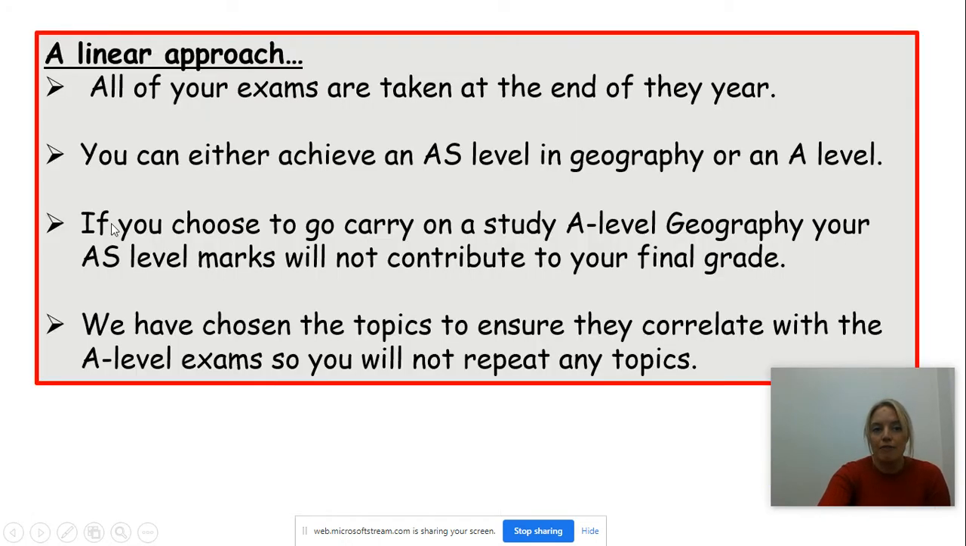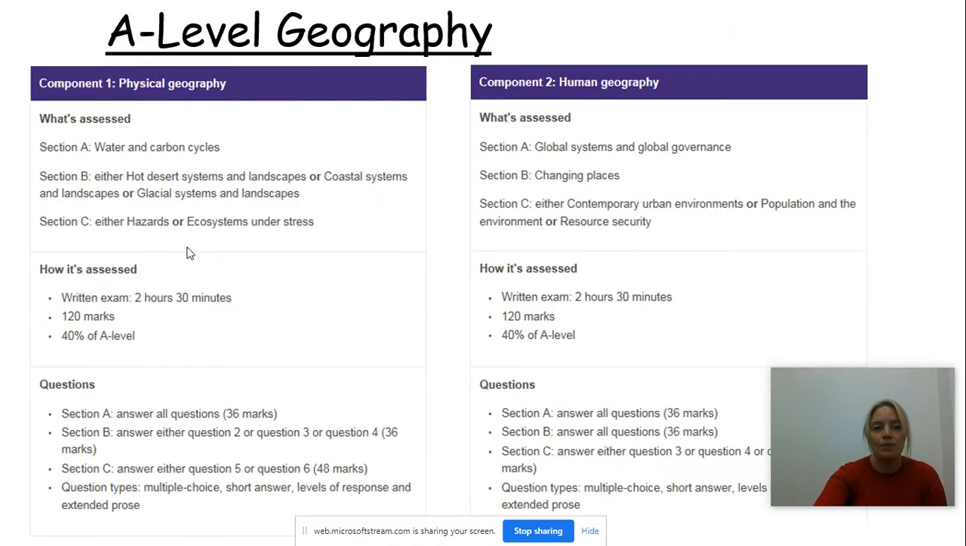When you have finished your AS geography, you can decide whether you carry on with A-level or you stick with your AS grade. If you go on to A-level and you sit the A-level exams, you don't get an AS and an A-level, you only get one or the other, so you get your A-level grade. So you need to make sure that you are definitely on the right course.